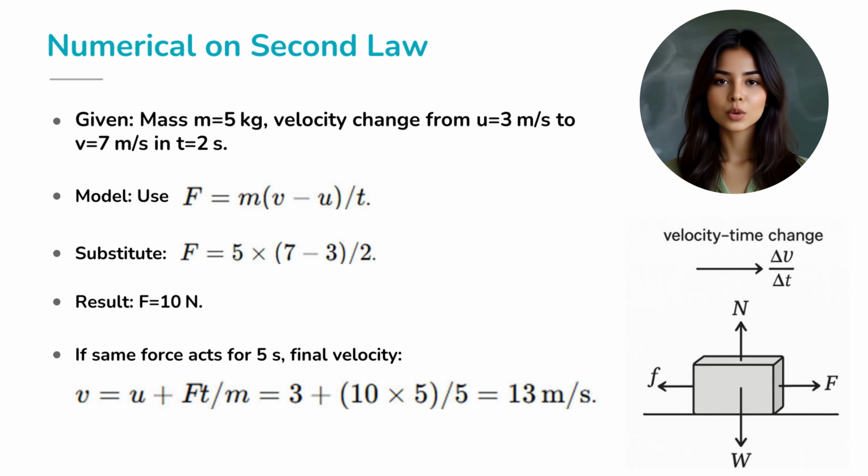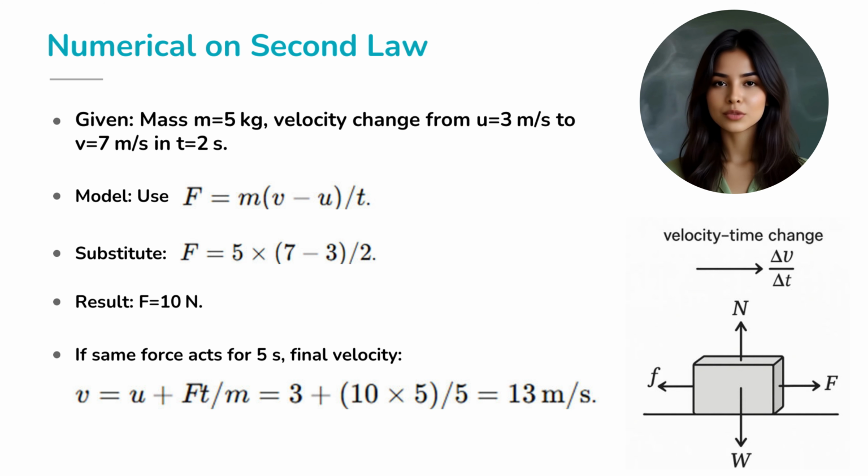Step 1. Force equals mass multiplied by change in velocity divided by time. Substitute the values. Force equals 5 multiplied by (7 minus 3) divided by 2. That is 5 multiplied by 4 divided by 2. The result is 10 newtons.